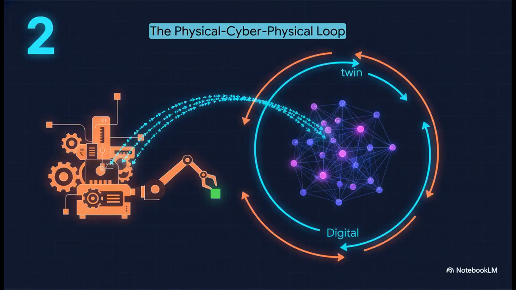Second, visualize the flow. It's a constant loop. Data flows from the physical world into the cyber world of the twin. The AI in the cyber world makes a decision, and that decision flows back out to control the physical world. This physical to cyber to physical loop is what makes a digital twin truly active and alive.